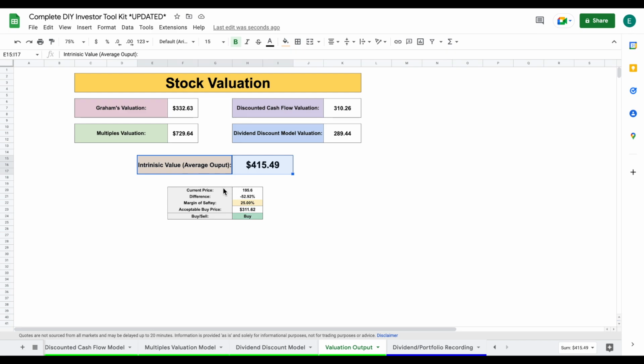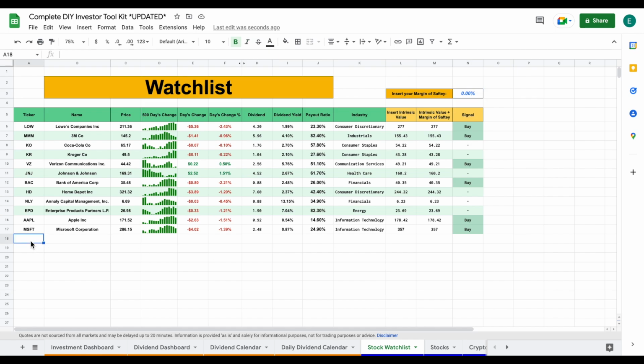But we can see here we come to our current price. So let's say, for example, we found the intrinsic value of, we'll say CAT again. What we would want to do is come over here and click on our stock watch list. And all we need to do is plug in CAT right here. We can see all of this data is going to automatically load in except for our intrinsic value. This is where you want to plug in the intrinsic value that you came to for the company that you just valued. So let's say we found an intrinsic value of about $270.